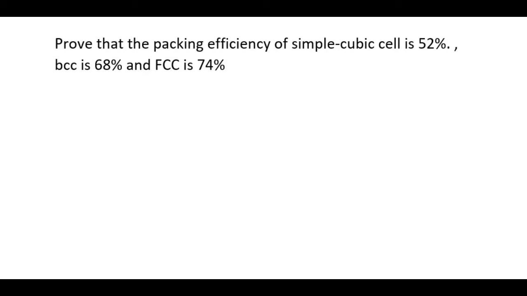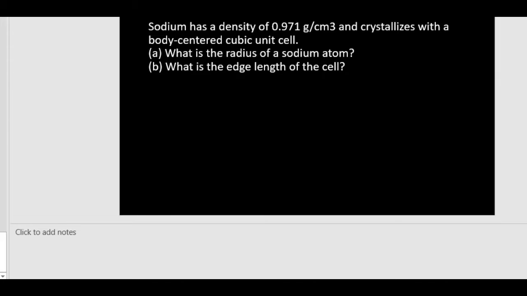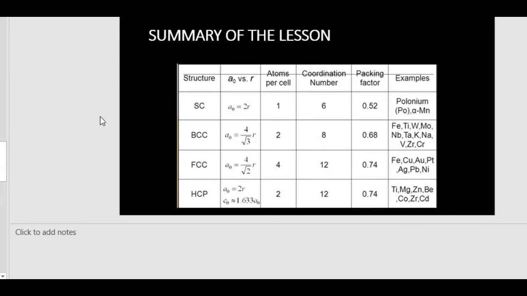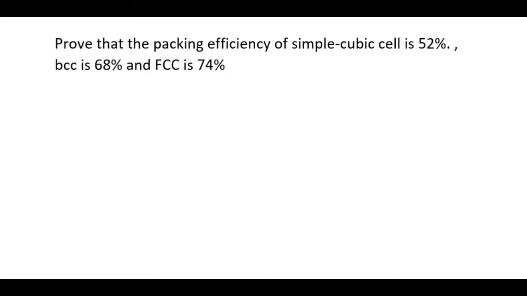All right, let's solve this problem. Prove that the packing efficiency of simple cubic is 52%, BCC 68%, and FCC 74%. Do you still remember the formula for atomic packaging factor? Let's do this. We want to see if it's true. Remember the summary. It's really important that you memorize this, especially this one. Now that's out of the way.